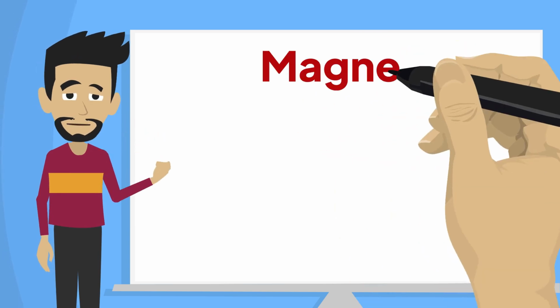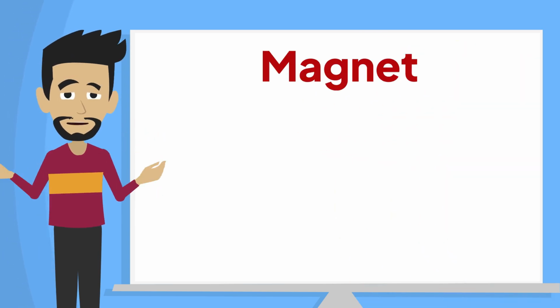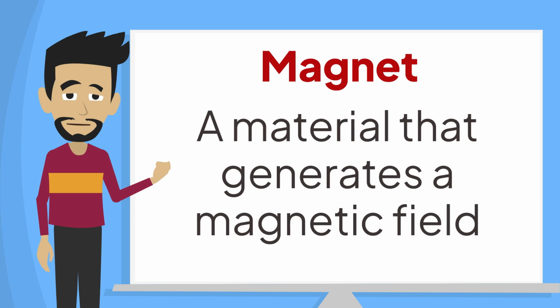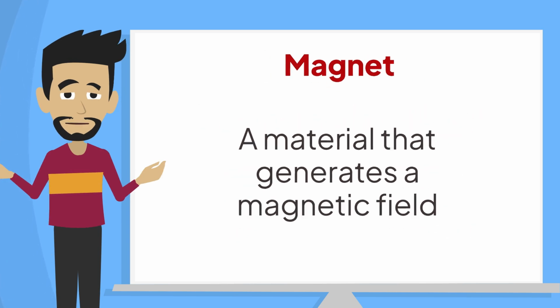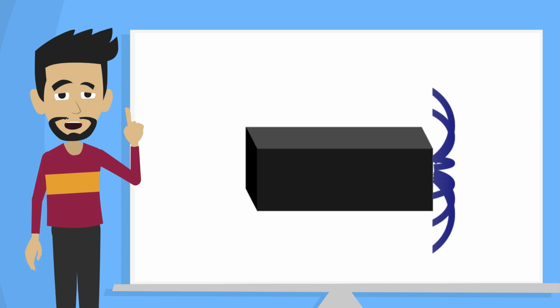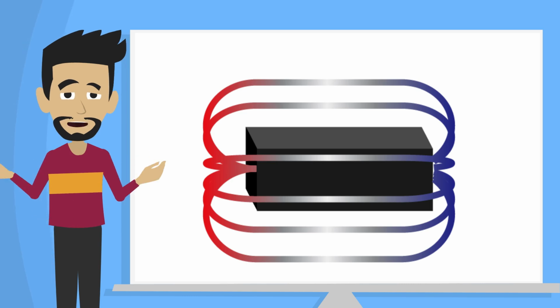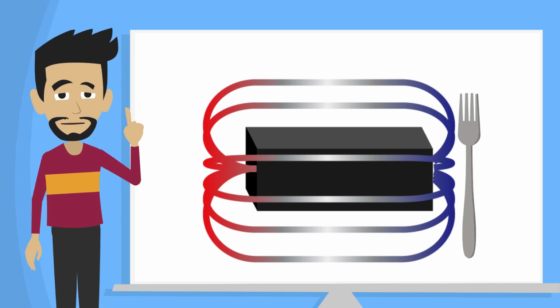What is a magnet? Well, let's start simple. A magnet is any material that creates a magnetic field. Cool, but what does that mean? A magnetic field is an invisible area of force around a magnet. You can't see it, but you can observe it when a magnet attracts or repels objects.